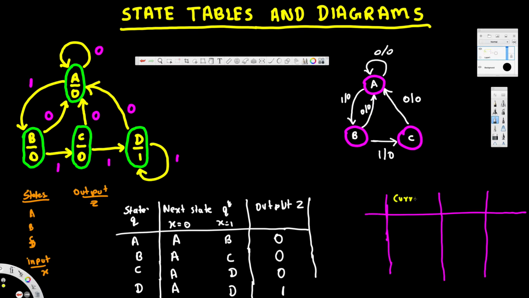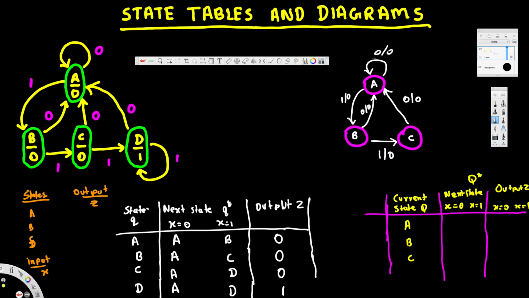The current state is Q, and the next state is Q star. Q star, X is equal to 0, X is equal to 1, and output Z, X is equal to 0, X is equal to 1. Now here we have, for this diagram, three states: A, B, and C.